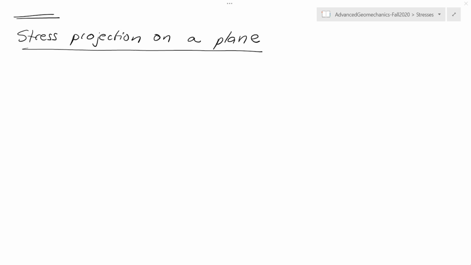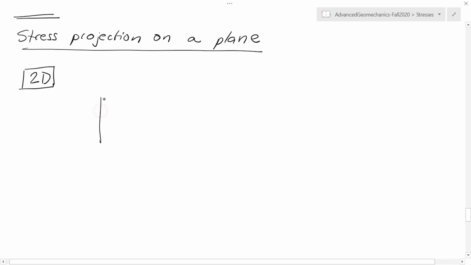Alright, in this video we're going to see how to project the stress tensor on a particular plane. In order to get started, we're going to see how we do this first in 2 dimensions. Let's imagine a solid in 2 dimensions for which we have a normal stress sigma 1, which is also a principal stress, and perpendicular to that, the other principal stress sigma 2.